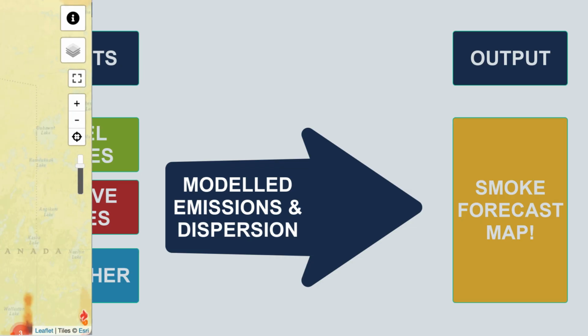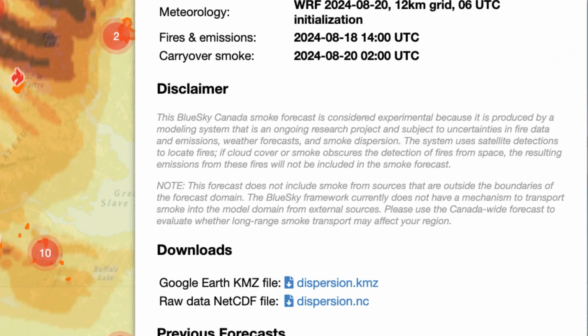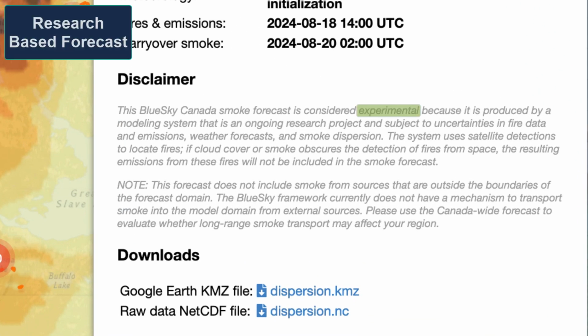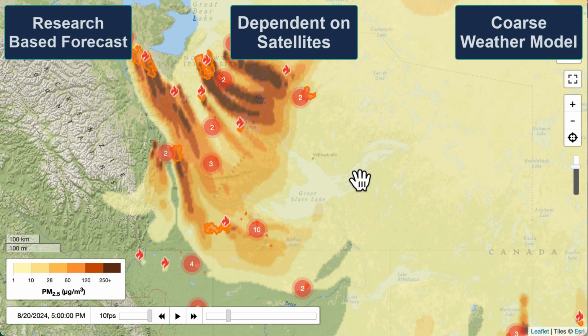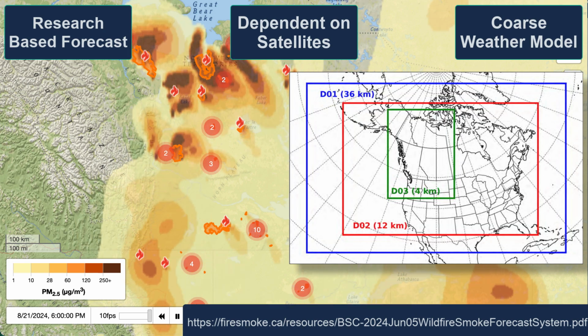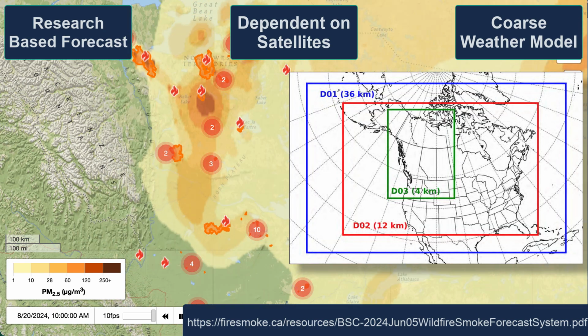A deeper understanding of the forecast can be found by explaining three big components of its operation. Firstly, it's an experimental research-based forecast. It is produced using a modeling system that's an ongoing research project, which means it will continuously evolve over time. Secondly, the forecast is highly dependent on satellite data for fire detections, which may lead to inaccuracies in the forecast. And lastly, the forecast is based on a numerical weather prediction model with coarse resolution, which means that exact locations of smoke plumes may vary in real life from what is shown on the map.